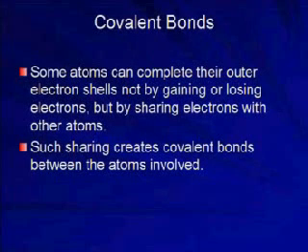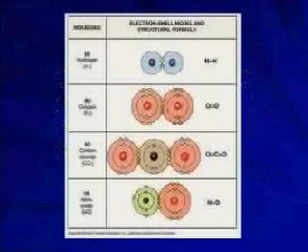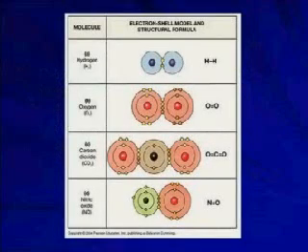Covalent bonds. Some atoms can complete their outer electron shells not by gaining or losing electrons, but by sharing electrons with other atoms. Such sharing creates covalent bonds between the atoms involved. This, again, is an illustration demonstrating an electron shell model and structural formulas. This shows hydrogen, oxygen, carbon dioxide, and nitric oxide. These are common molecular compounds. Again, we will allude to these later in the lecture.